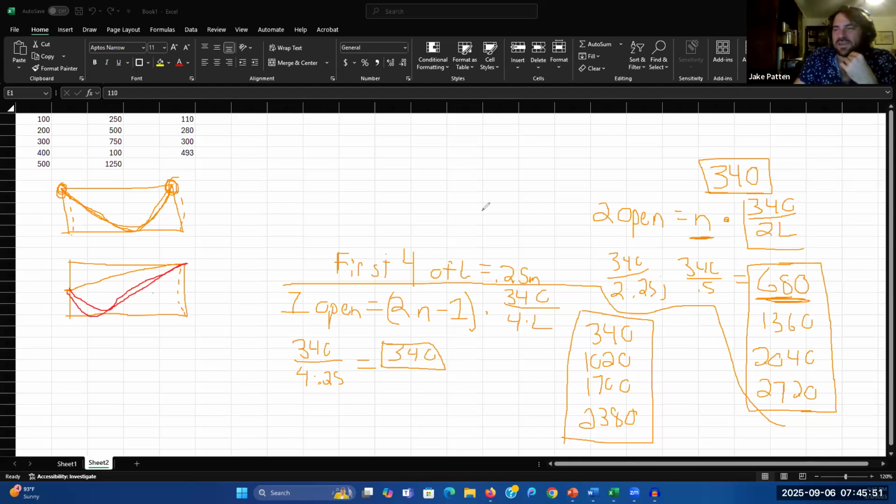That's why you have all those odd harmonics, 1, 3, 5, 7 over here, and then here it's just 1, 2, 3, 4, because you're not at a portion of a wave. You're at like a half, and then a full, and then 1.5, and then 2 full waves.